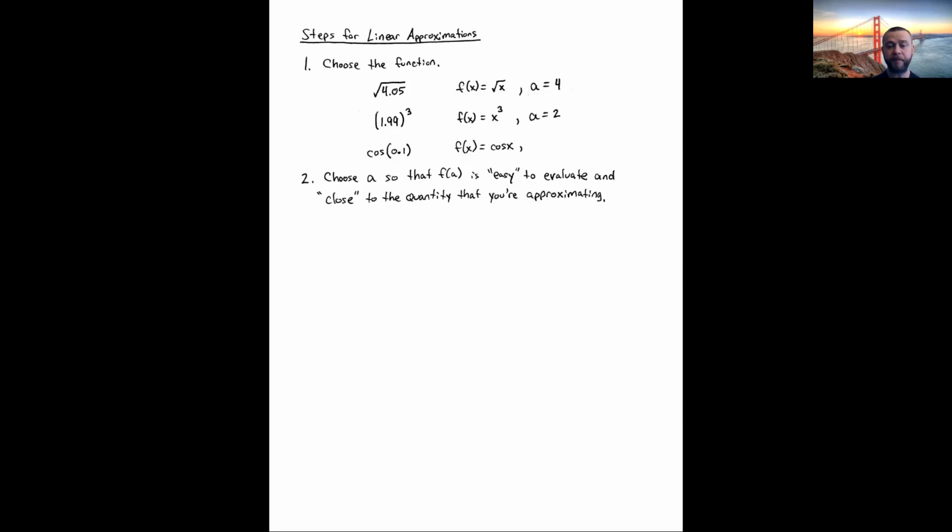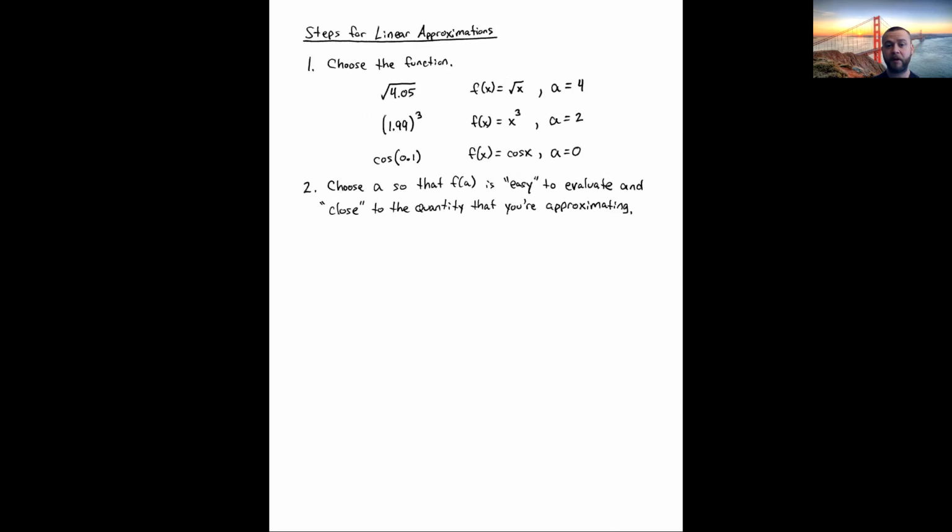All right, and the last one, this is where you have to be a little bit comfortable with your basic trig values. Cosine of 0 is easy to evaluate. We did that in a previous example. Cosine of 0 is 1. So we're going to think here, cosine of 0 is easy to evaluate, and it should be close to cosine of 0.1.